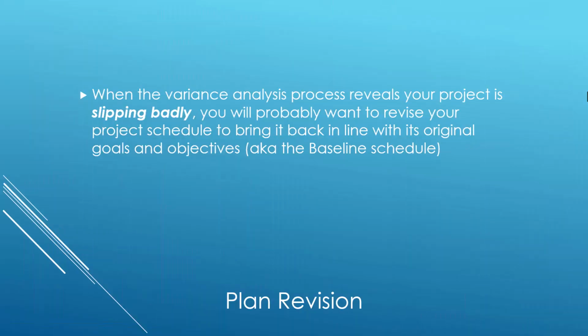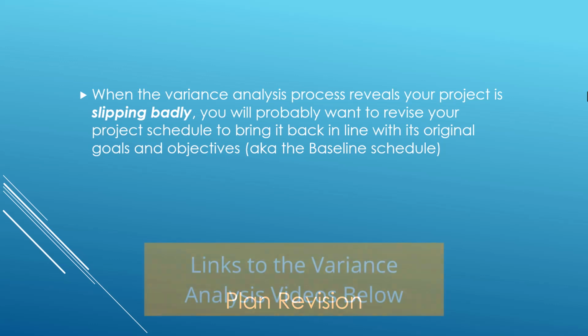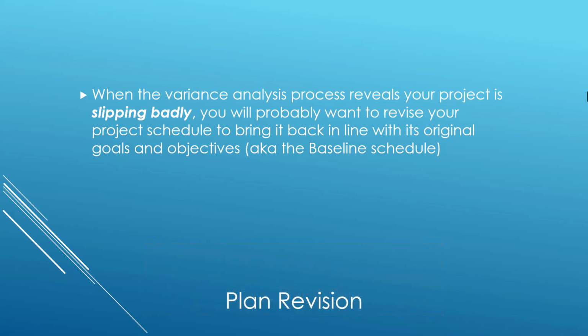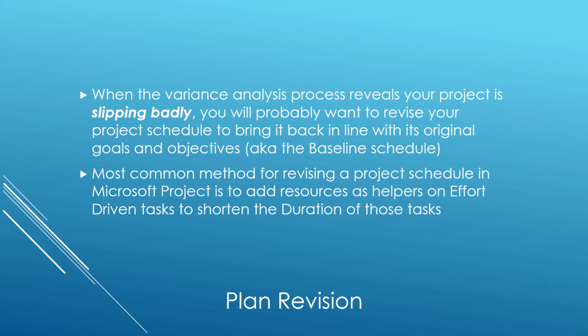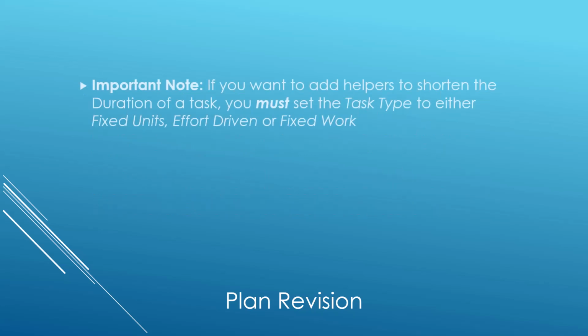So let's get started. When the variance analysis process reveals that your project is slipping badly, you'll probably want to revise your project schedule to bring it back in line with its original goals and objectives, that is, against the original baseline schedule. The most common method for revising a project schedule in Microsoft Project is to add resources as helpers on effort-driven tasks to shorten the duration of those tasks.